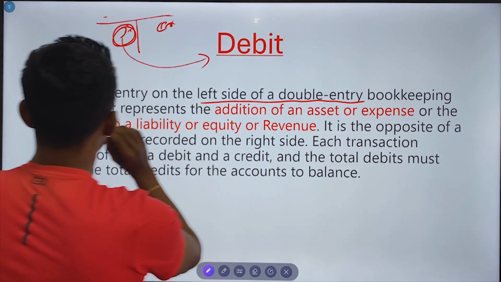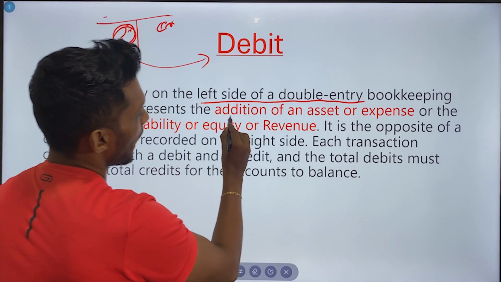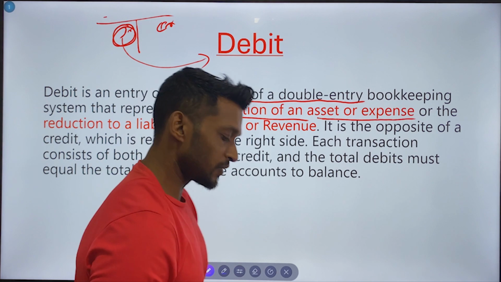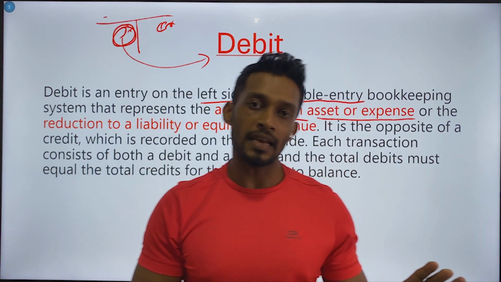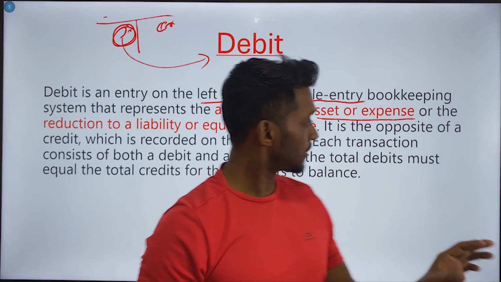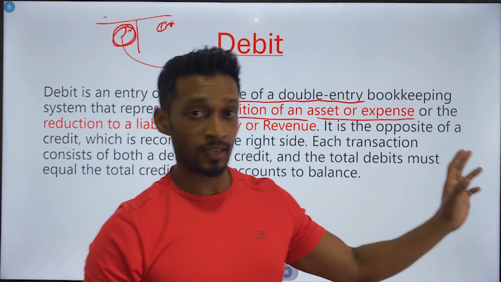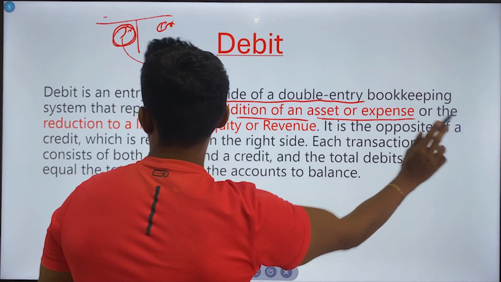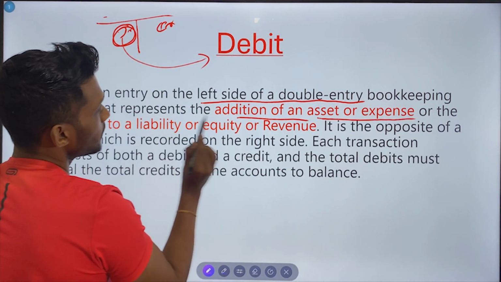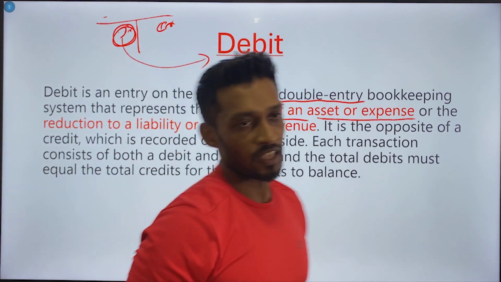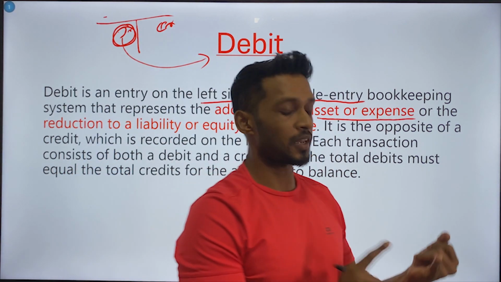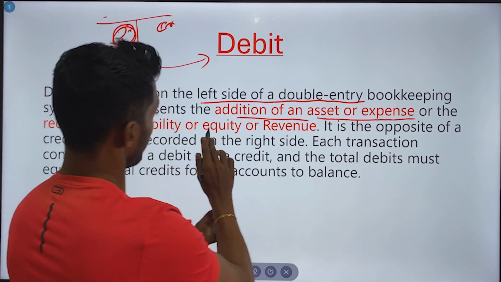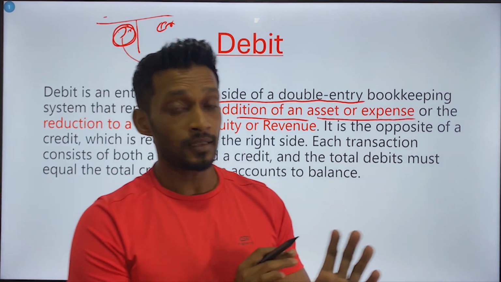Right. In a bookkeeping system, debit represents the addition of an asset or expense, which means if any asset or any expense increases, we record that transaction on the debit side. And if there's any reduction to liability, equity or revenue, we record it on the debit side.